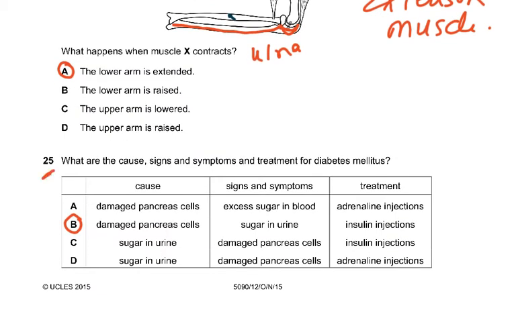Then question 25. What are the causes, signs and symptoms and treatments of diabetes mellitus? So basically the insulin is not being produced by the damaged pancreas cells, and the signs and symptoms are sugar in the urine, or you can say glucose in the urine, and the treatment is insulin injection. These are of course exact points from the syllabus which they have picked up and given to you. So knowing the syllabus is a very important part of your practice for the MCQ exam.